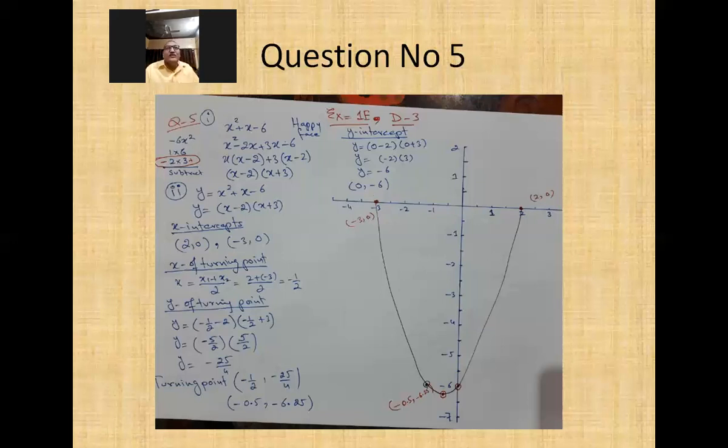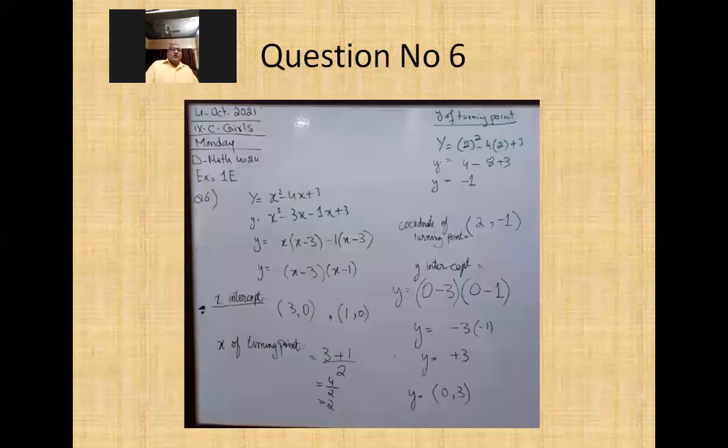Hopefully you have understood. This is question number 5 of exercise 1E. Okay, so we are moving to the next question, and the next question is question number 6 from exercise 1E. And you know, it says sketch the graph of y equals x squared minus 6x plus 3.